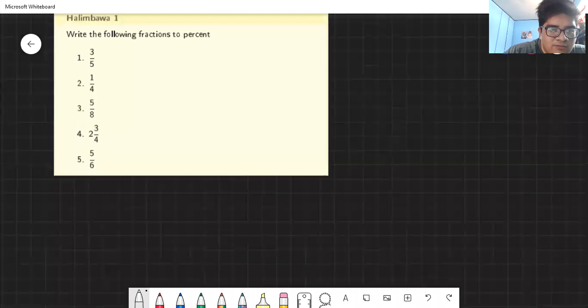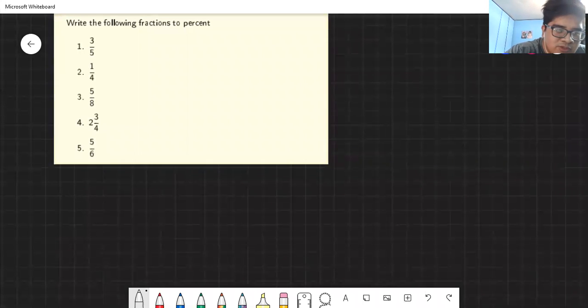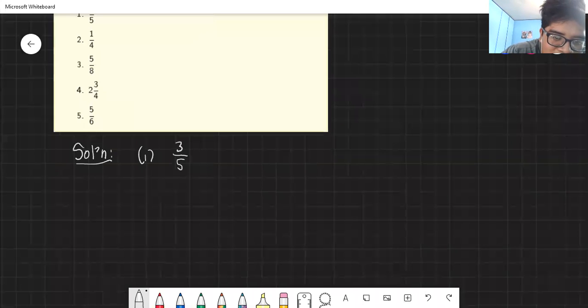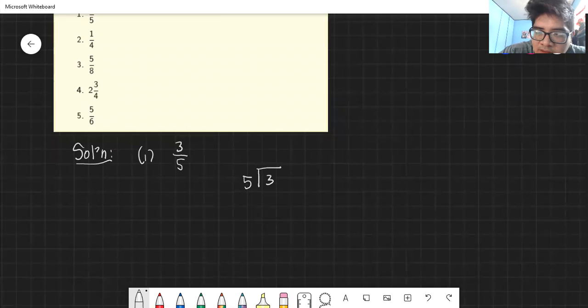Now let's have fundamental examples, shall we? Write the following fractions to percent. How are we supposed to do it? Solution. Yung number 1 natin is 3/5. Paano natin gagawin yan? First step, divide the numerator by the denominator. Diba? 5 and 3 does not go in together. So, maglalagay ka ng decimal point. Tapos 0. Yung decimal point, ilalagay mo sa taas, tapos may 0 dito.